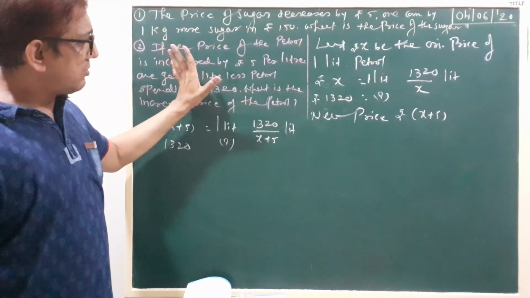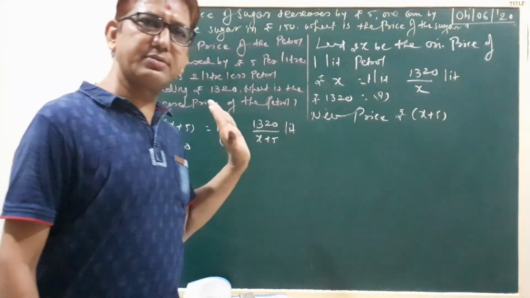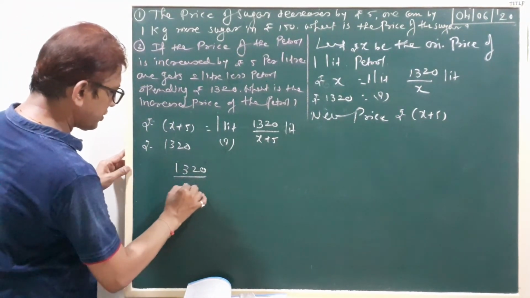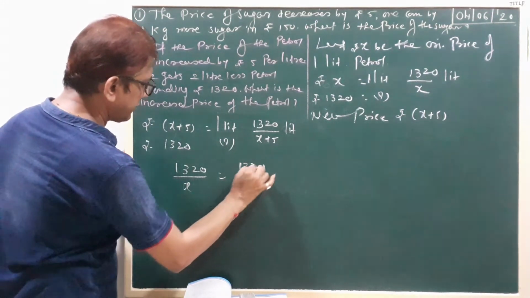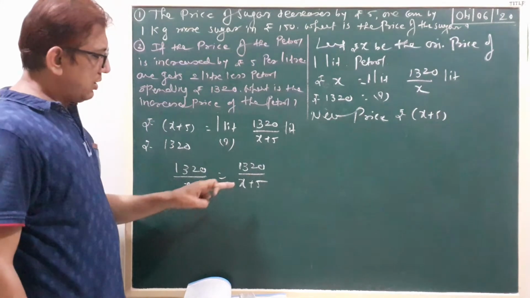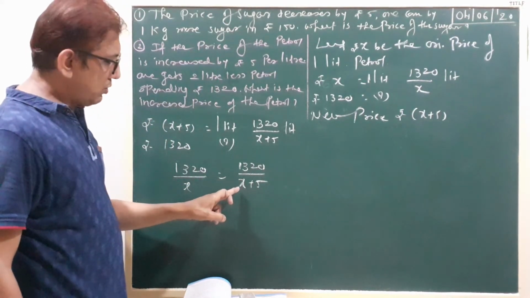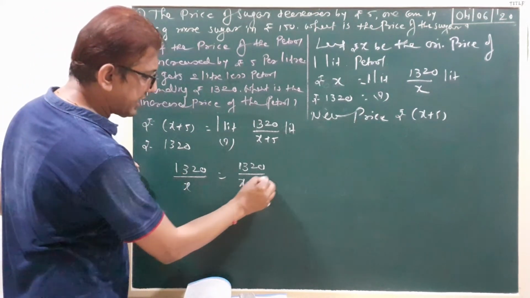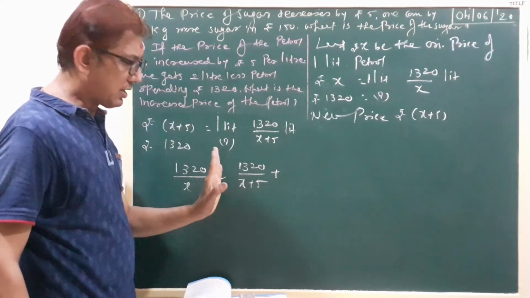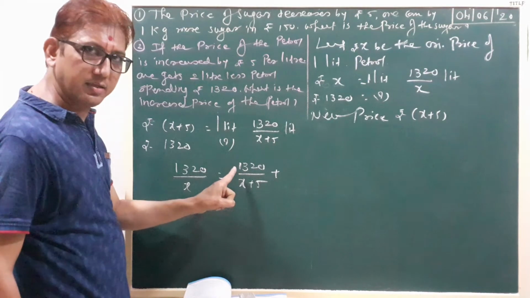In this type of sum, we always get two results. Now compare these two results: the first one is 1320 upon X and the second one is 1320 upon X plus 5. Clear? We already explained the first sum. Here look, X plus 5, so here we write the plus sign, and here the negative sign. Clear? The unit is also liter. Right?